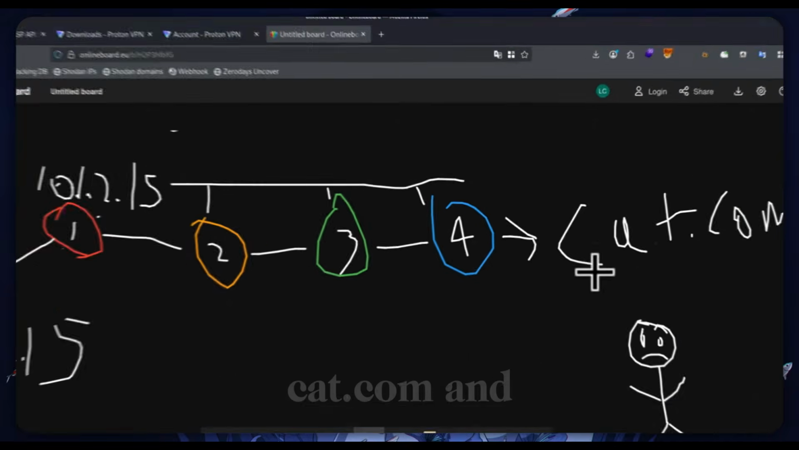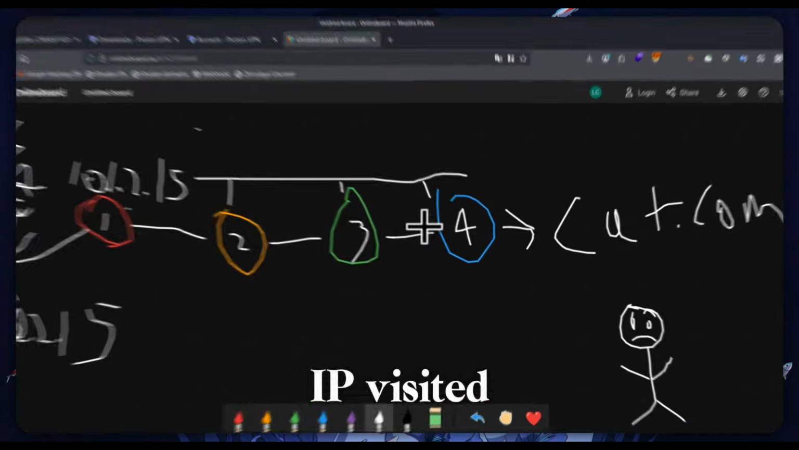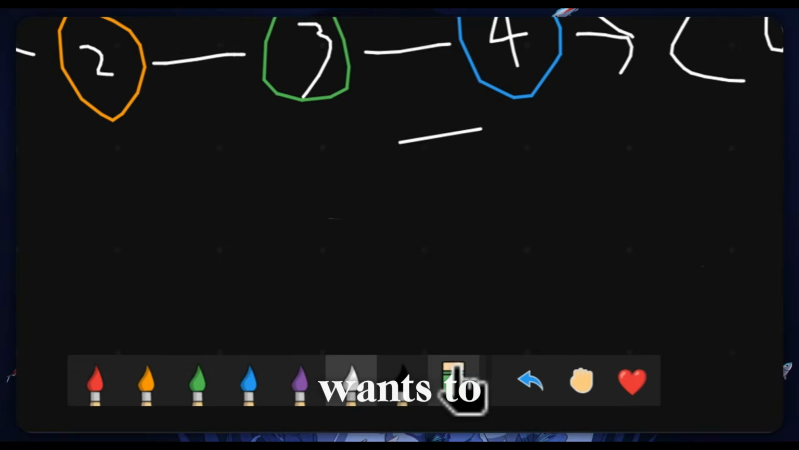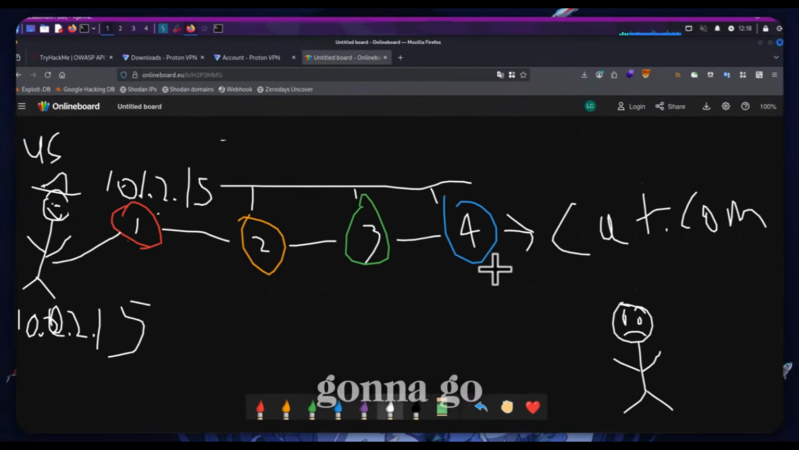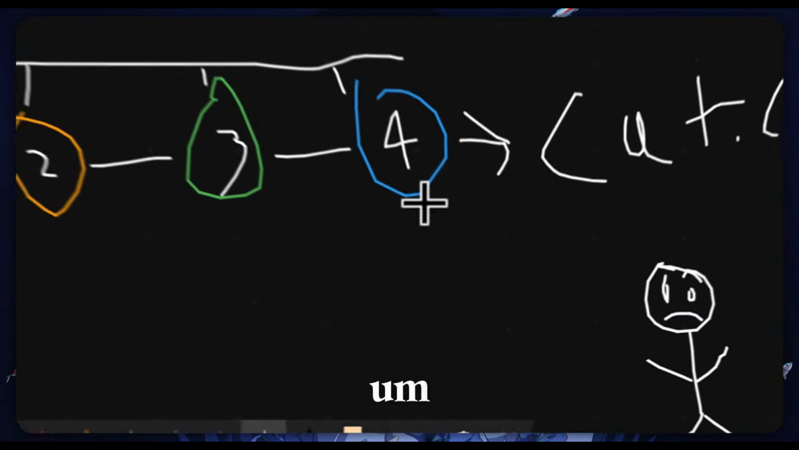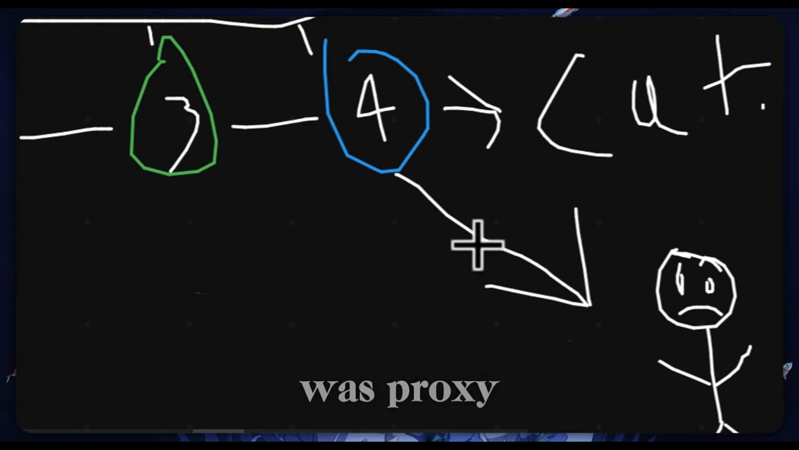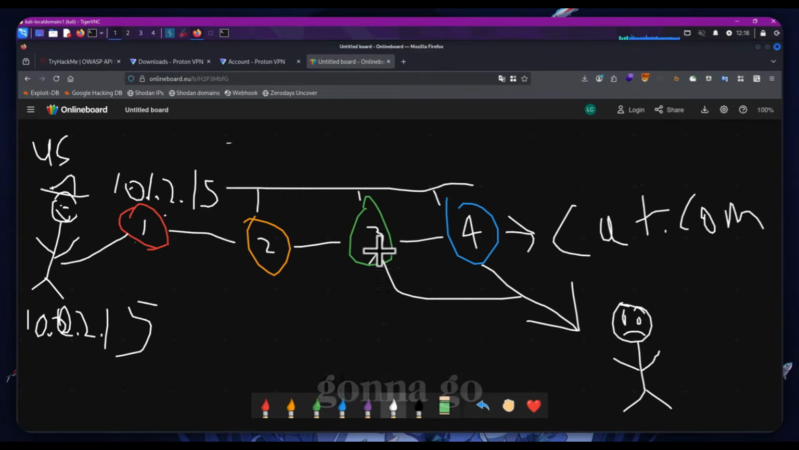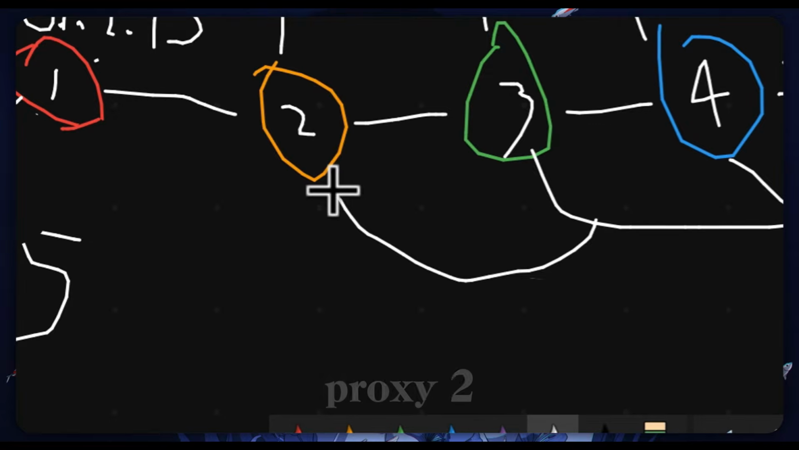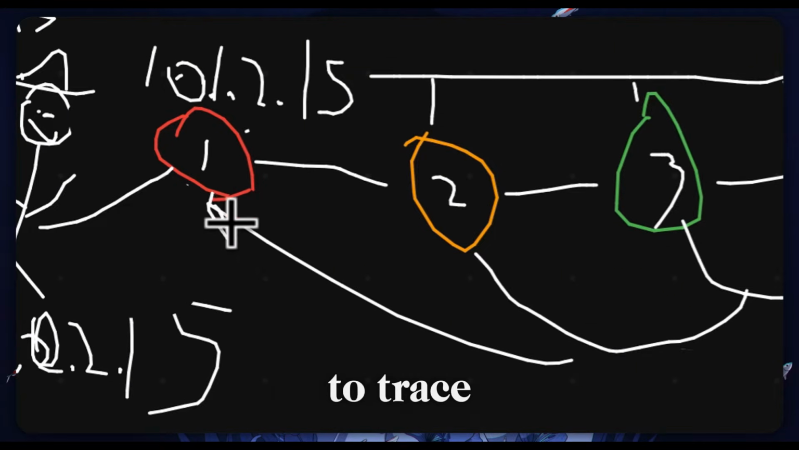Now, if we visit cat.com and this dude over here asks about our IP, they say, hey, this IP visited it. He figures out it's a proxy server, and he wants to know who used the proxy server. So proxy 4 is going to go, sure thing. I can see that the IP that connected to me was proxy 3. And then he might go, well, that's a proxy server. And proxy 3 is going to say the IP that connected to me is proxy 2. Proxy 2 is going to say proxy 1. And it makes it much harder to trace back.